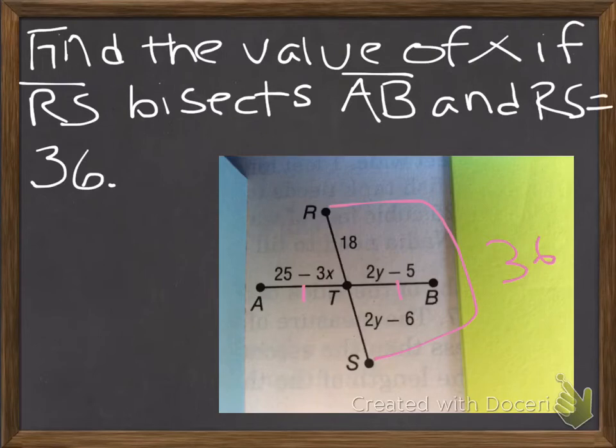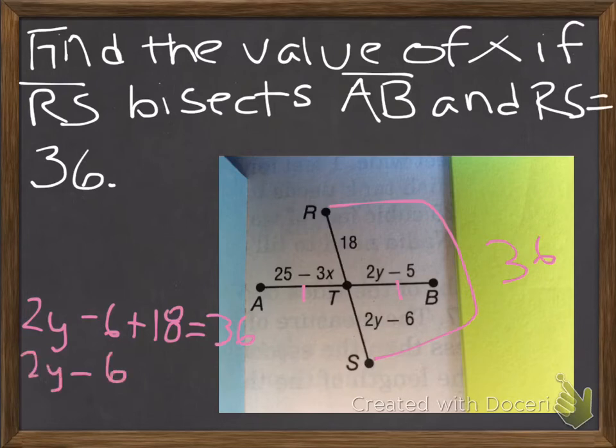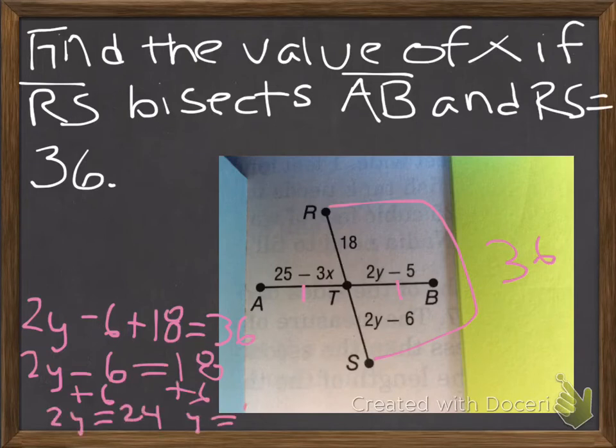We can do RS by doing 2y minus 6 plus 18 to be a total of 36, which it showed me. So 2y minus 6 equals 18, because subtracting 36 minus 18. And then you add 6, so 2y equals 24, and then y would be 12.